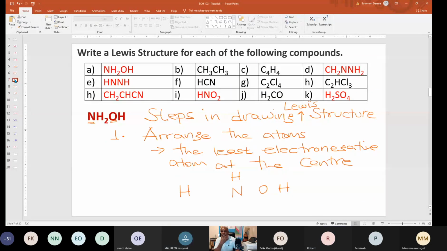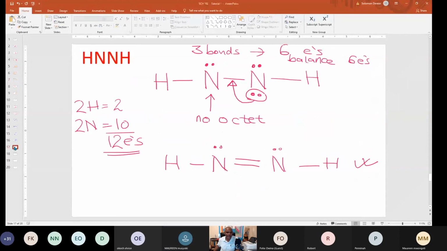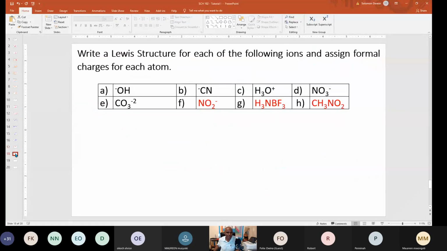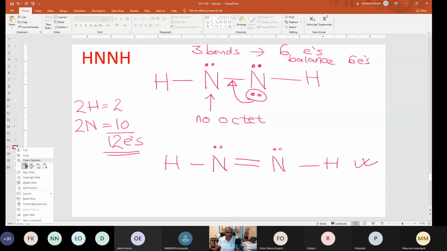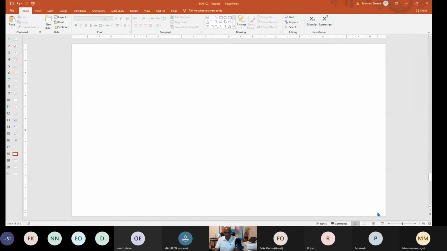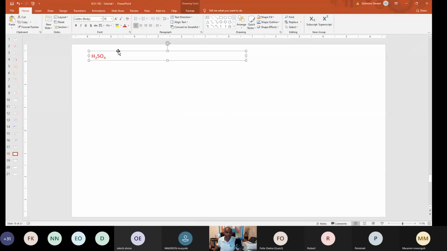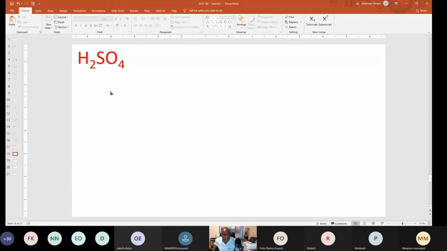No, let me do sulfuric acid, okay? And then as I'm solving your problem, you get the energy to continue with the class, okay? Let's do sulfuric acid. We are going to learn a lot from this example, those that have resonance structure. First, let's do sulfuric acid, and then we'll go to resonance, okay? No problem. Sulfuric acid.